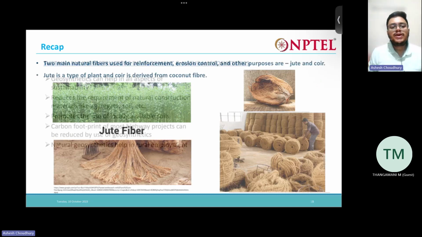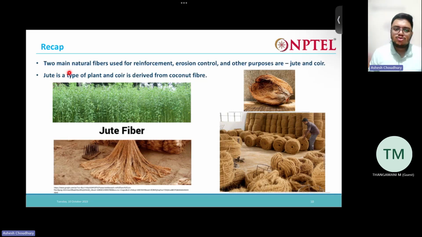There are mainly two natural fibers that are used for reinforcement, erosion control, drainage, filtering, and other purposes: jute and coir. So how do we get these? Jute fiber is obtained from the jute plant. I have given this image here, this jute plant is where we get the jute fiber.